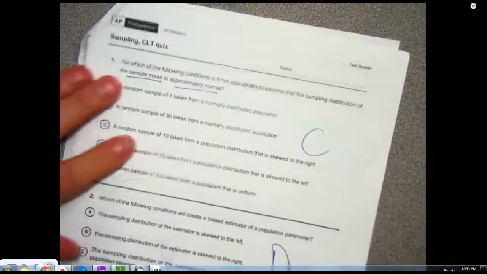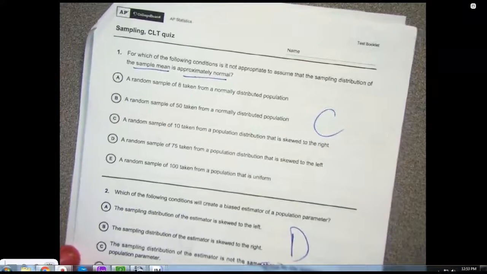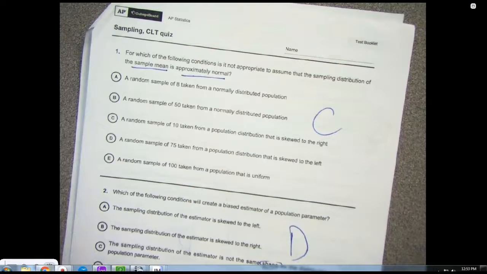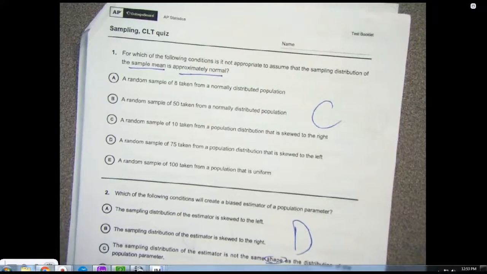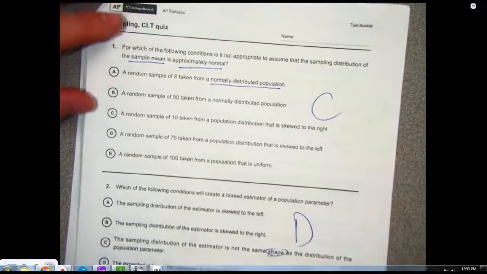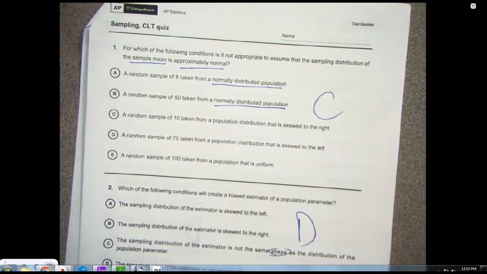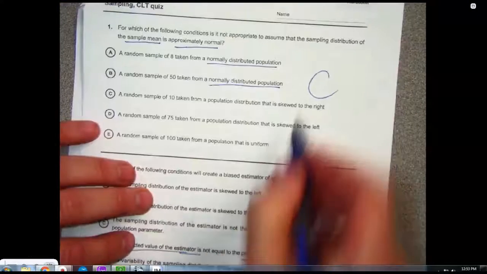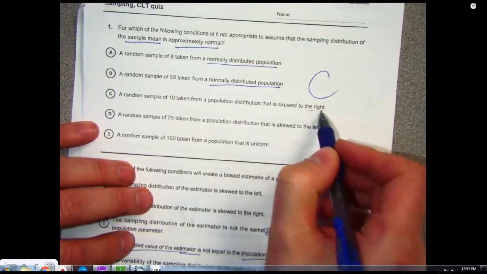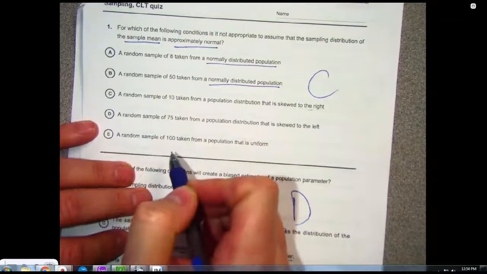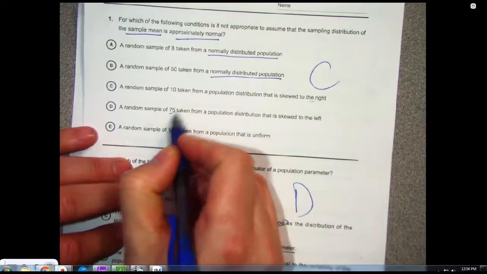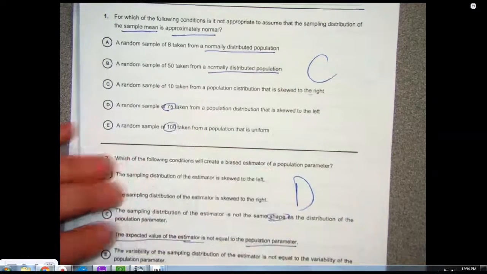So if I look at number 1, which of the following conditions is it not appropriate to assume the sample mean is approximately normal? Well, in part A, we're taking it from a normally distributed population, so we're good. In part B, we're taking it from a normally distributed population, so we're good. In part C, it is not a normally distributed population, and it is not a large enough sample, so that's no good. D is okay because that's bigger than 30. E is okay because that's bigger than 30.